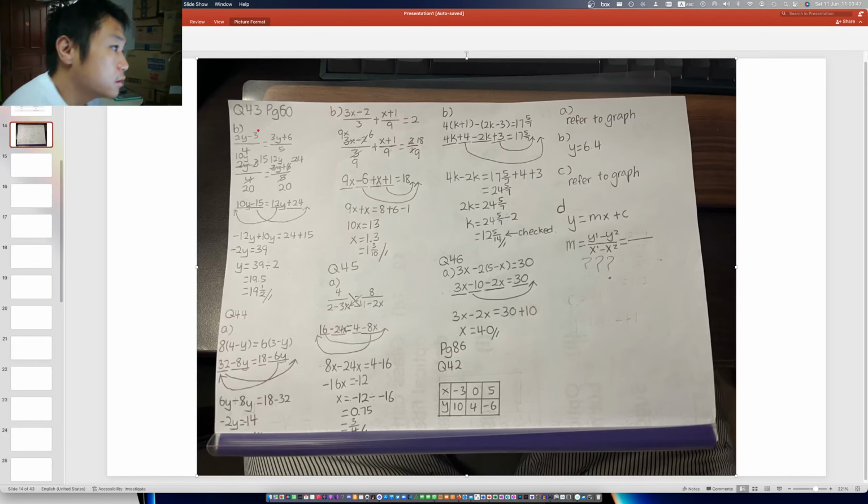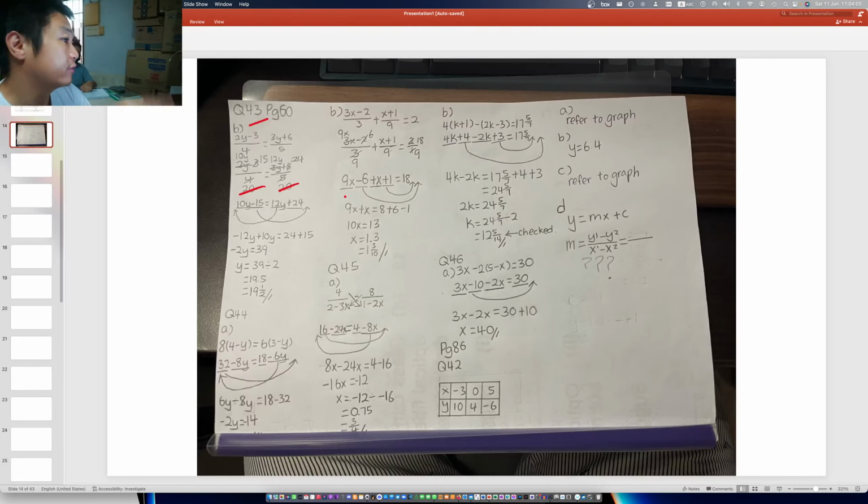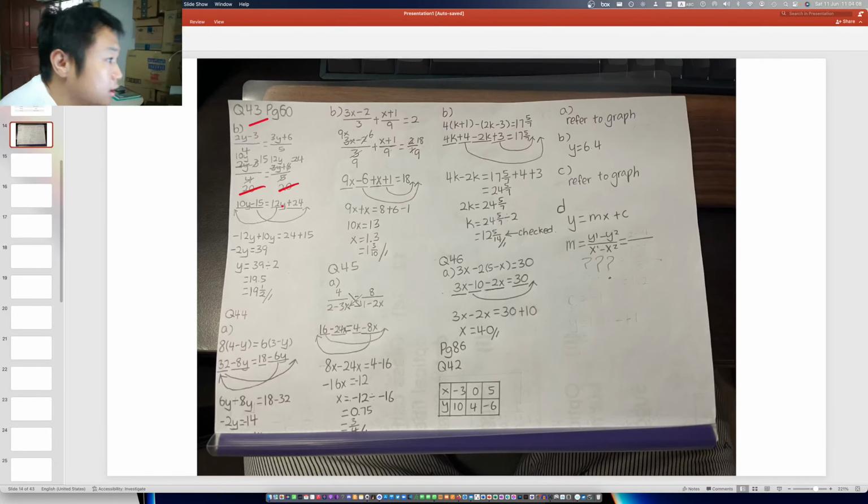Okay, for this question over here, you make the denominator the same, then after that you just delete the denominator for both sides, right? Here and here, right? And then you move the similar terms together, right? Then once you move the similar terms together, you get to figure out the answer, right? So correct. Then 44, open the brackets one by one. Then move the similar terms together. Then yes, the answer looks good.